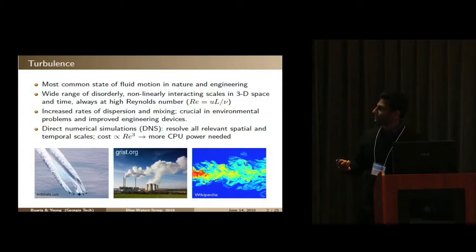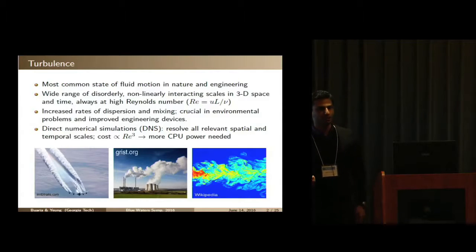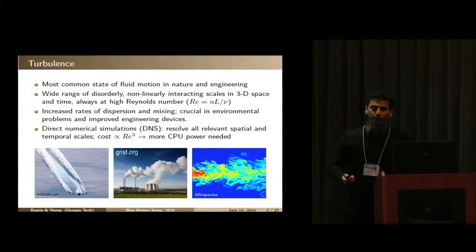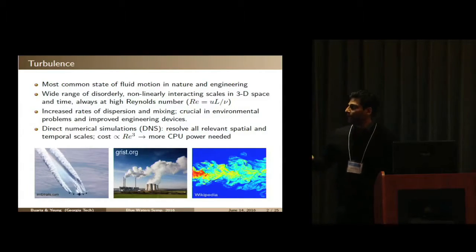Without going into much detail, one of the tools to study turbulence is direct numerical simulation, where we resolve all the relevant spatial and temporal scales. But this comes at a very big price, and the cost of it goes as the Reynolds number to the power 3. So of course we need a lot of computing power to do DNS.